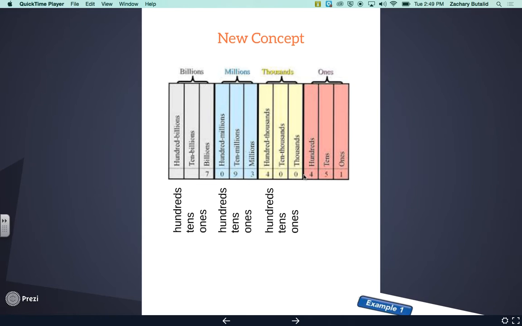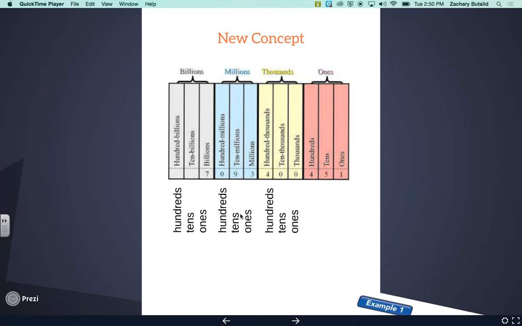And each section, typically there would be a comma here, okay? And what that comma represents is the first comma would be your thousands comma, then there would be your millions comma, then there would be your billions comma, okay?